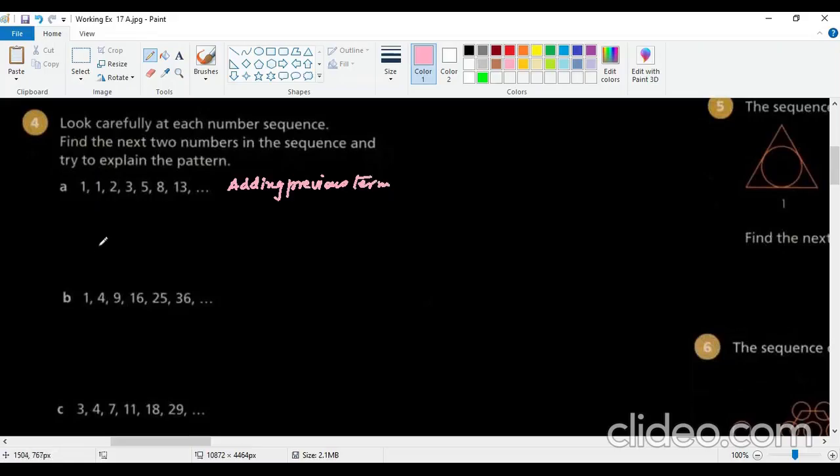This is the pattern. And the next two terms are going to be 21, because 13 and 8 is going to give you a 21. And the next one is going to be a 34. These are going to be the next two terms.